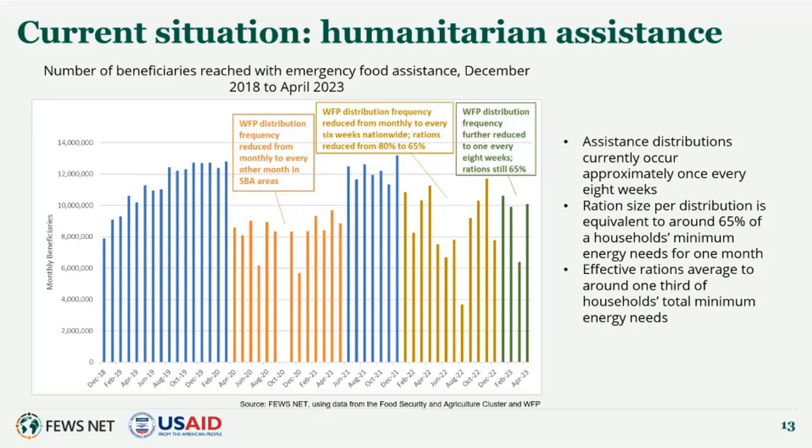So households are generally receiving assistance equivalent to a third of their energy needs, expressed very simply, but they're also expected to be sharing that assistance with the community and non-beneficiaries in their community. So given that, many households are expected to be meeting an even lower share of their food needs from assistance currently in 2023. So this has been quite a notable reduction over the period of the past year and a half.